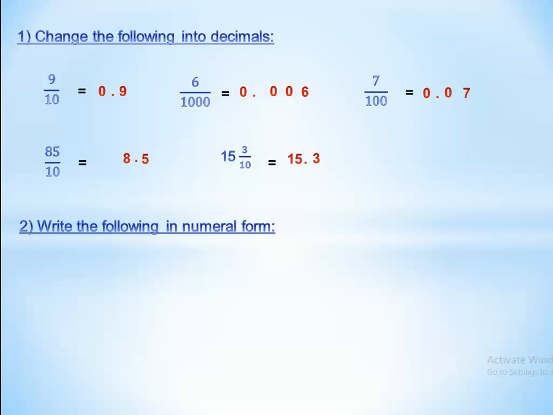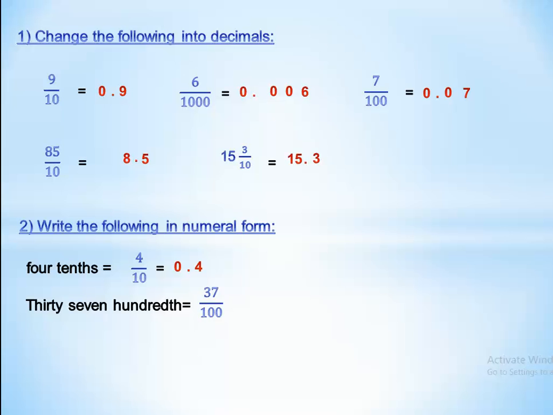Okay, write the following in the numeral form. If we have 4 tenths, how can we write 4 tenths? It means 4 over 10. Write it in the decimal form, put 4 and decimal point and 0. The decimal point, put it after counting the number of zeros.